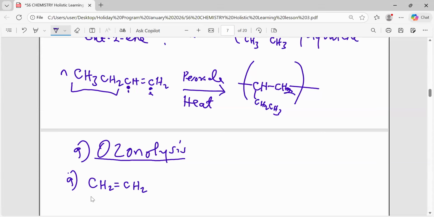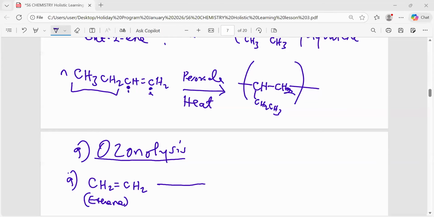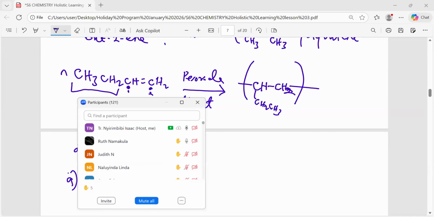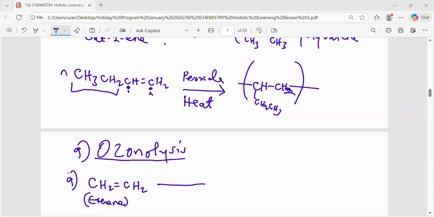For example, we have our ethene. We want to do the ozonolysis. Which reagents do we put? Which reagents? Okay. Jackson, let's work with Ruth Namakula, since Mariam has gone off. Ruth, unmute. Yes, Ruth.